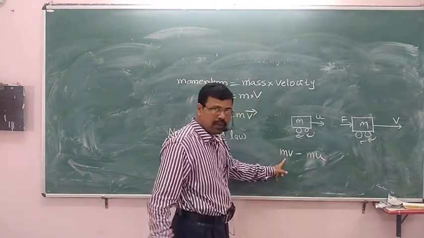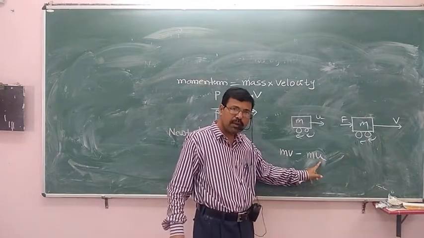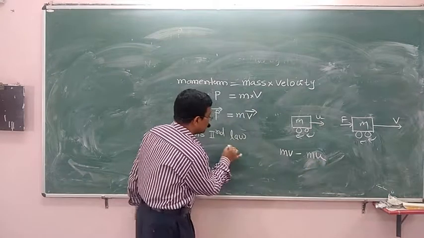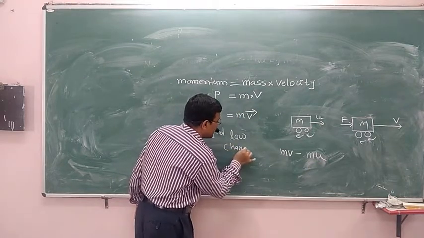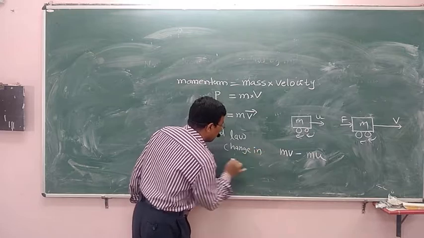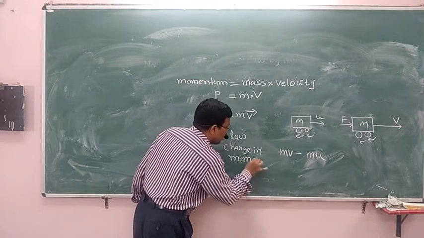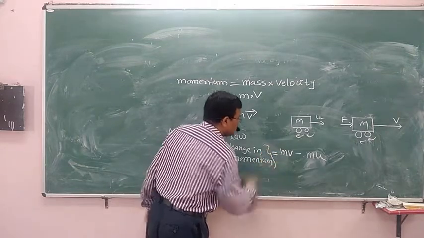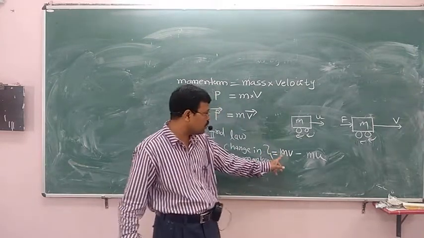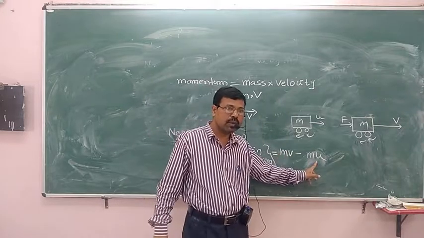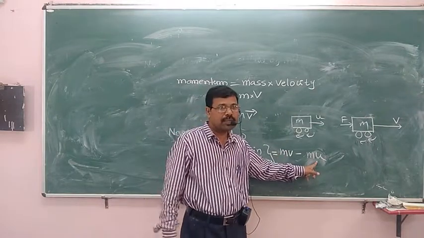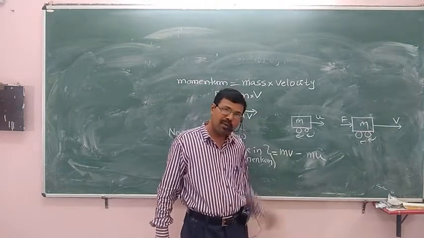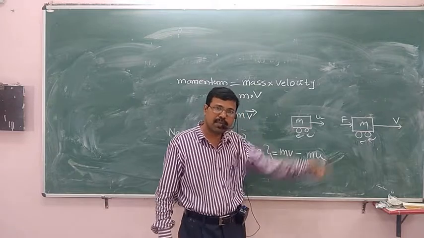This final momentum minus initial momentum is known as the change in momentum. So I write that the change in momentum of the body is equal to m v minus m u. This change in momentum is because of the applied force.